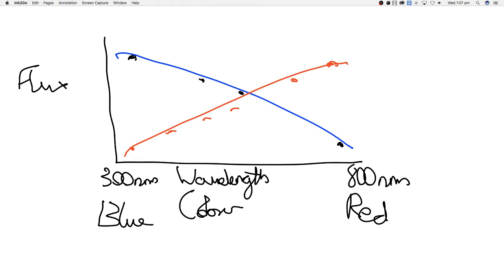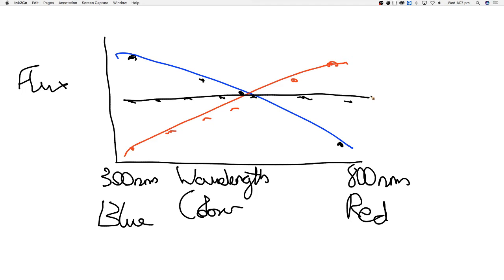If we had a white object, it has equal amounts of all light, so its spectrum would look like this. It would be perfectly flat. So something that has the same amounts of blue light and red light and green light in the middle would look white. So these are very simple cartoon spectra.